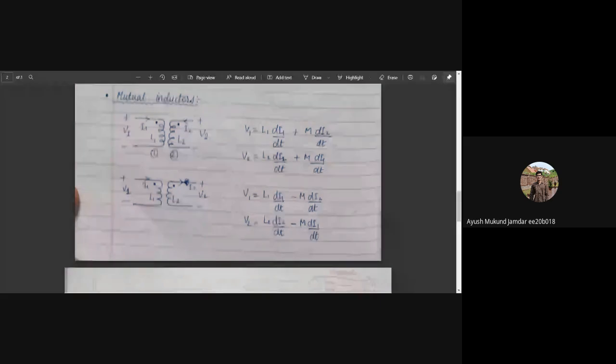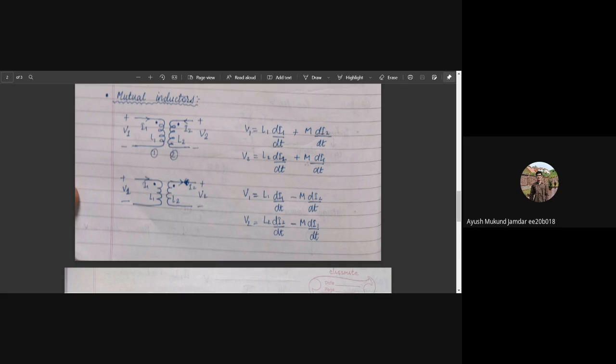But as you can see, the two sets are different because the direction of current flowing is different. It is the same in the second case and the direction is opposite in the first case. So this changes the sign of M. In these cases, as you can see, it is plus M and minus M.